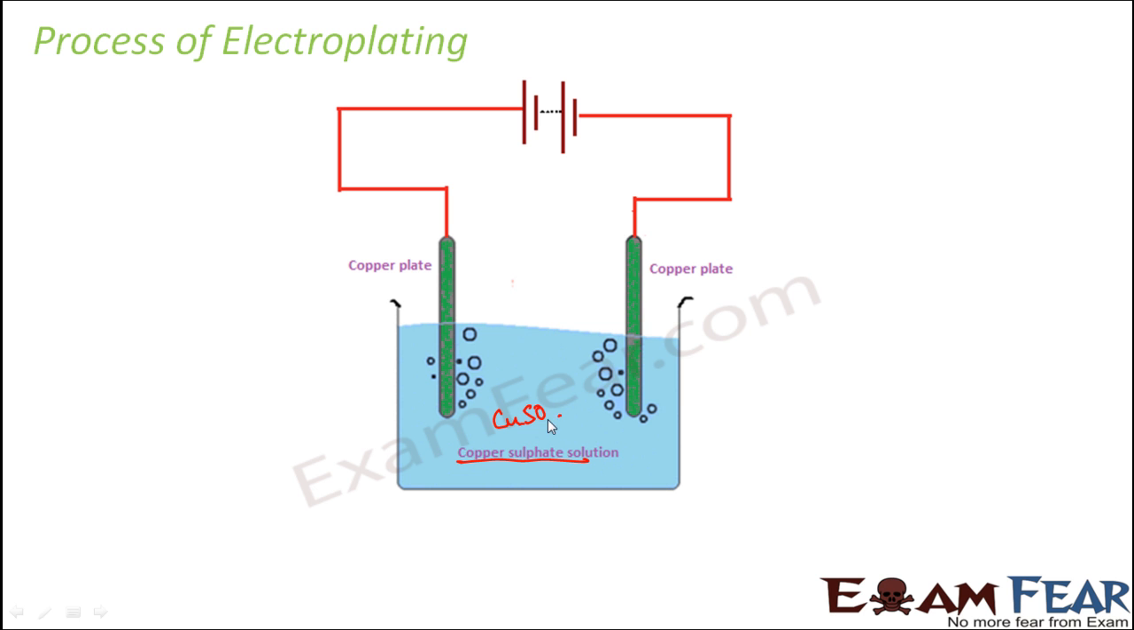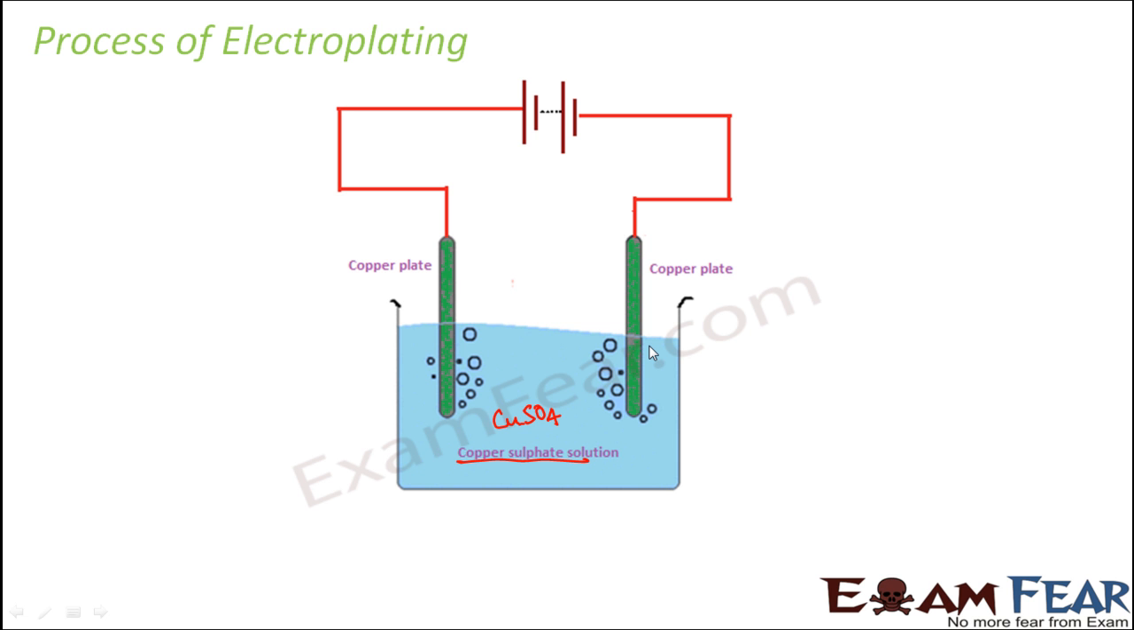That is CuSO4, that is copper sulfate, and both the plates are made up of copper, and this is connected to a battery. Right now, when you dip the electrodes into the copper sulfate solution, the circuit gets completed because copper sulfate is a good conductor. So current will start flowing through the copper sulfate solution. Now, as the circuit is completed, current flows.